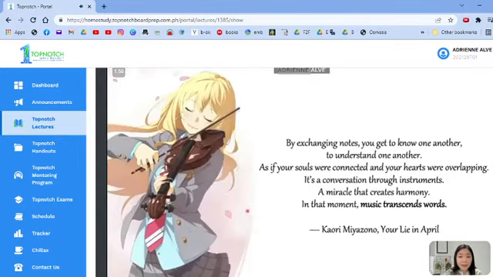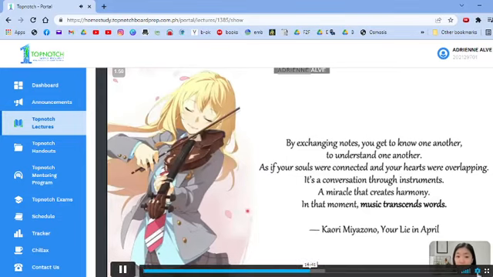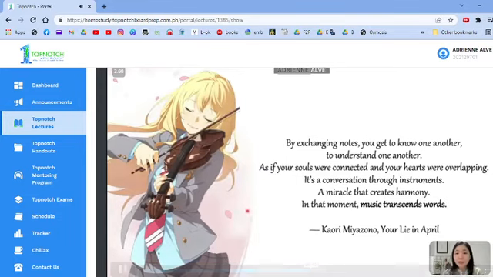For those who watched Your Lie in April, it is said that by exchanging notes, you get to know one another, to understand one another, as if your souls were connected and your hearts were overlapping. It's a conversation through instruments, a miracle that creates harmony, and in that moment, music transcends words.